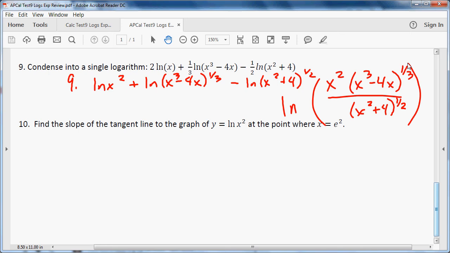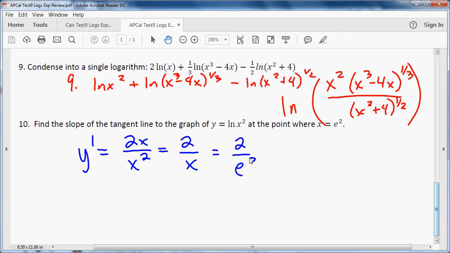So we get y prime is the derivative of the inside over the inside, which we can reduce to 2 over x. And then we just plug in e squared. So the answer is 2 over e squared.